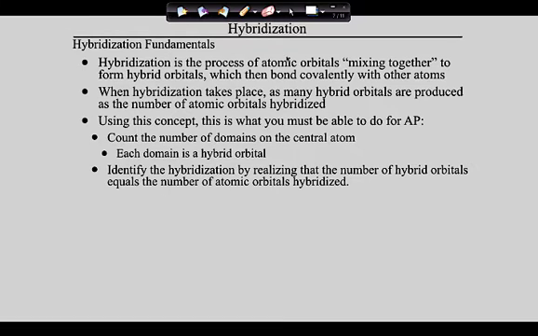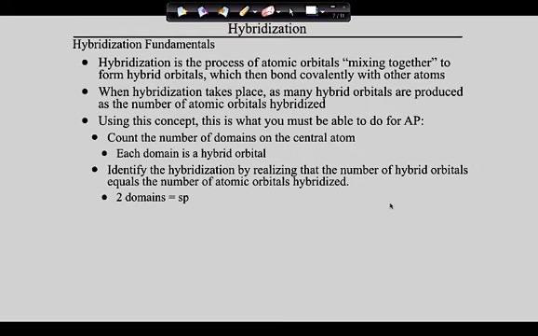So guys, you ready? How many domains can we have around a central atom? Well, 2. What do we call that? Linear. What if there's 3? Trigonal planar. What if there's 4? Tetrahedral. What if there's 5? Trigonal bipyramidal. What if there's 6? Octahedral. Well, guys, guess what? Each one of those structures is caused by a different type of hybridization. So make the connection with me.